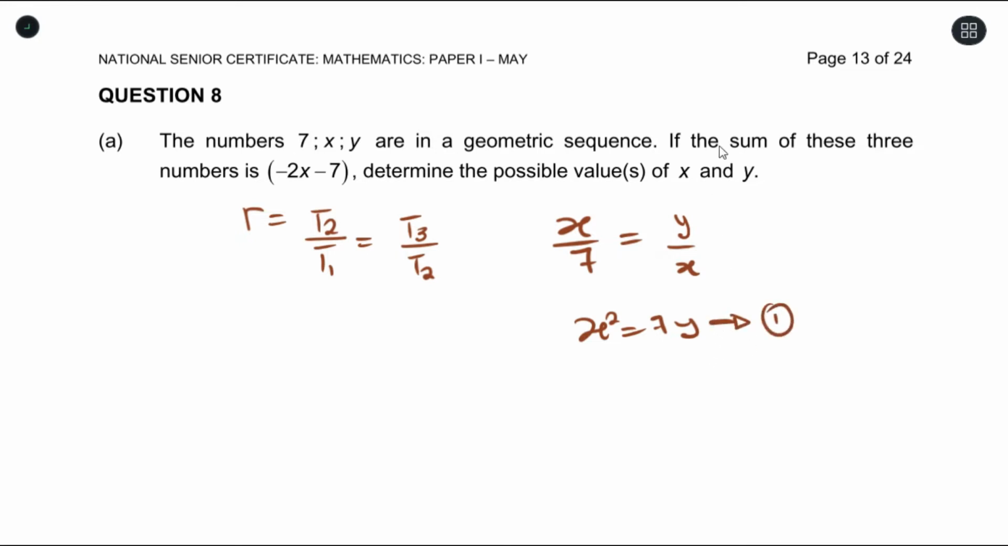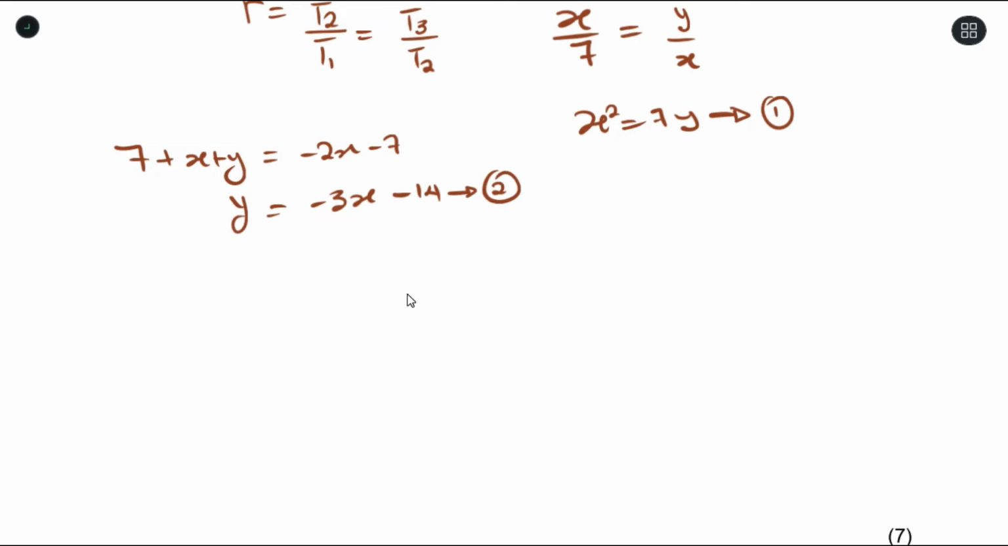And the next thing, we're also told that the sum of the first three terms gives you this. So how about we add all three? So if we say 7 plus x plus y, they should give you negative 2x minus 7. Okay, you can try as much as possible to simplify it, moving everything to the right hand side. You're going to get y is equal to negative 3x, and that there will be negative 14. And this could be represented as your second equation. Now that we have two equations, we can do simultaneous equation and it will help us get our answer.